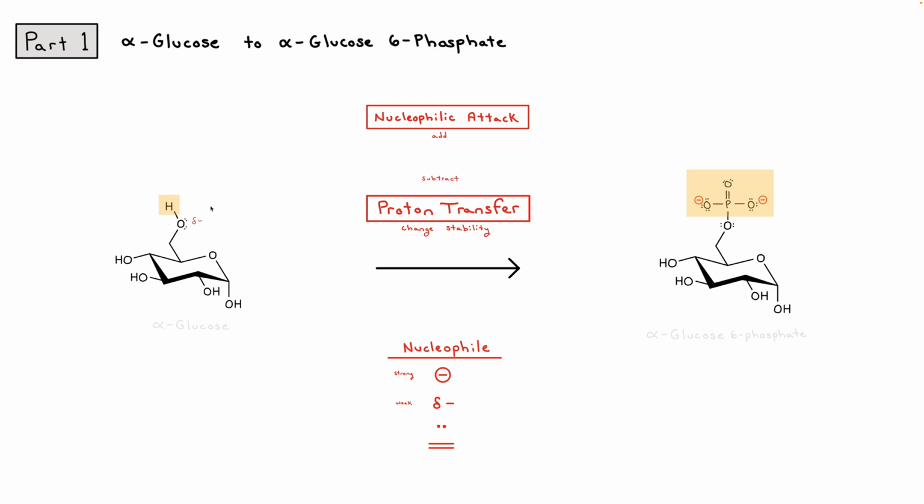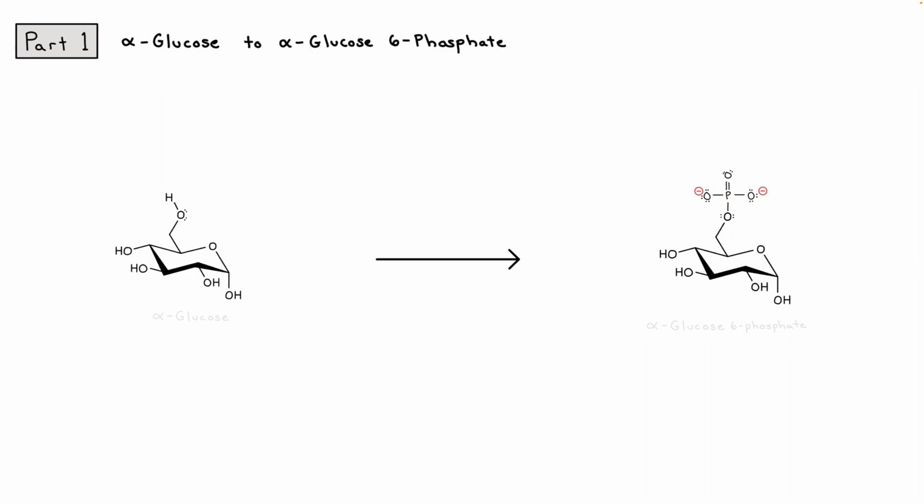And so a proton refers to a hydrogen atom with a full positive charge. You can transfer hydrogen atoms with positive charge from one molecule to another. And as you do that, the charges on the molecule change. Because the charge is changing, the stability changes. So we will do a proton transfer in this reaction.